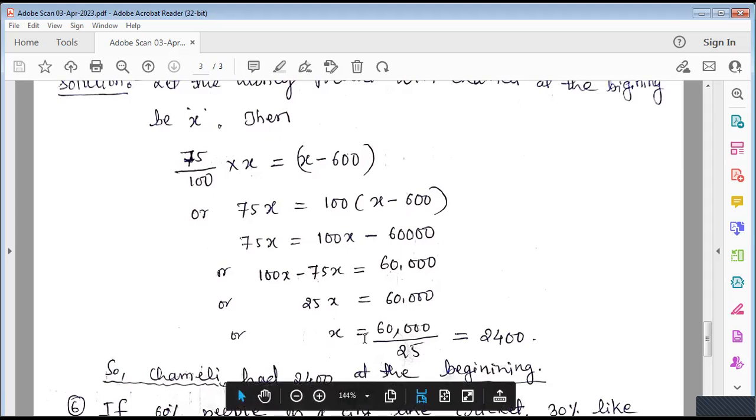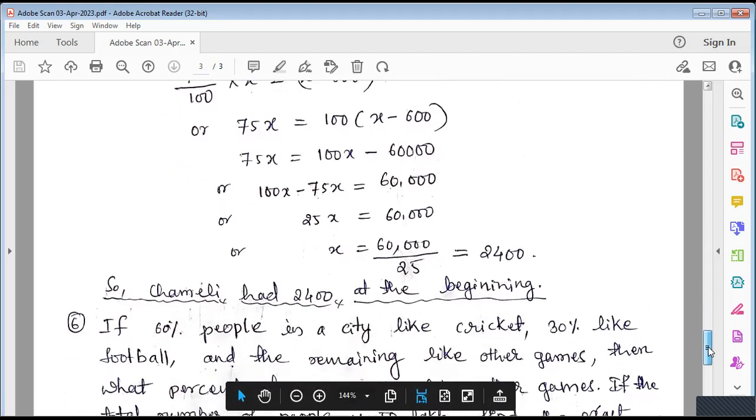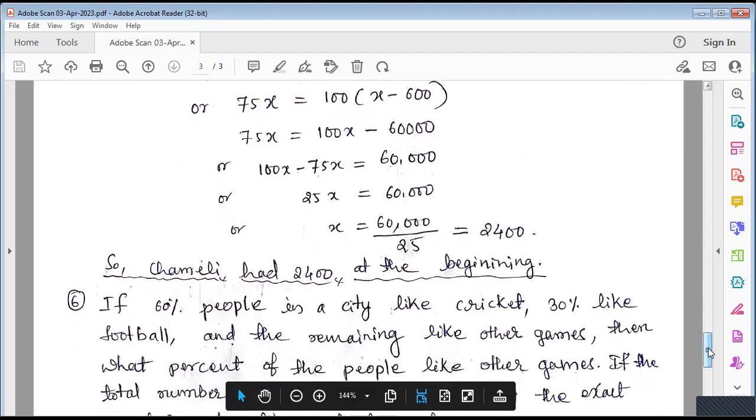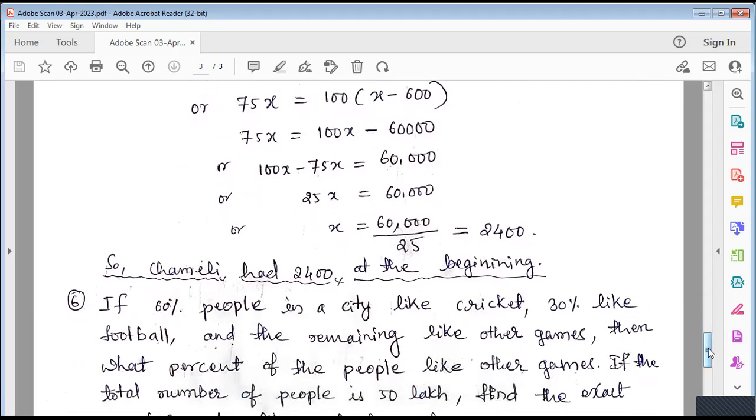Or x is equal to 60,000 divided by 25, and you can cancel it very easily. So 60,000 divided by 25 gives 2,400. So that means Chameli had 2,400 rupees at the beginning.